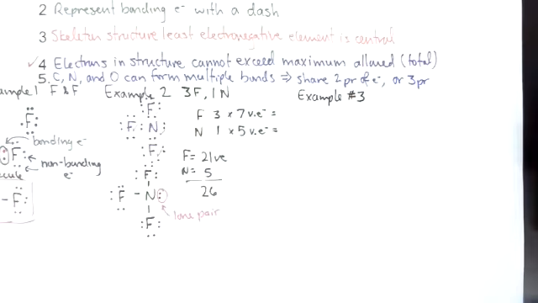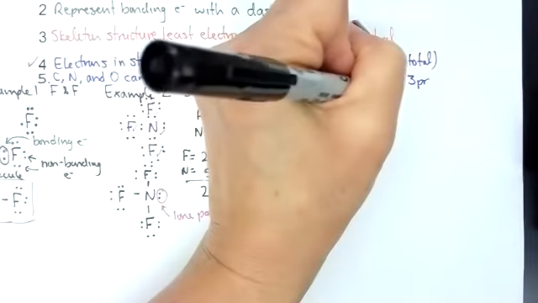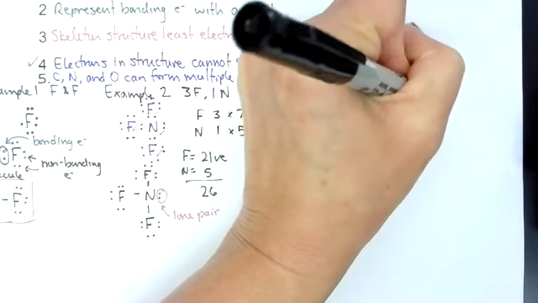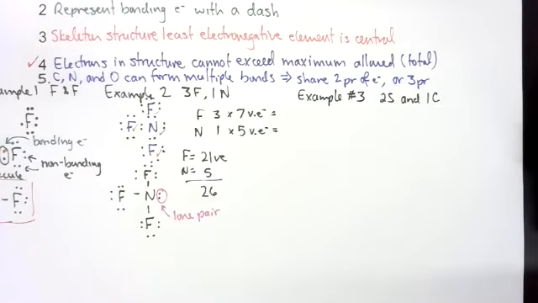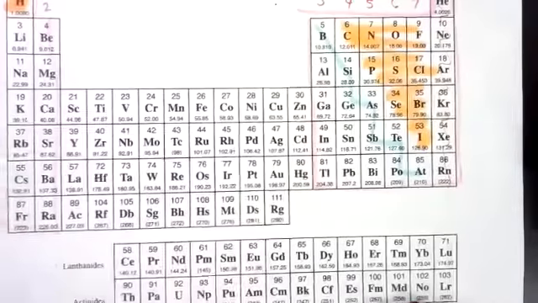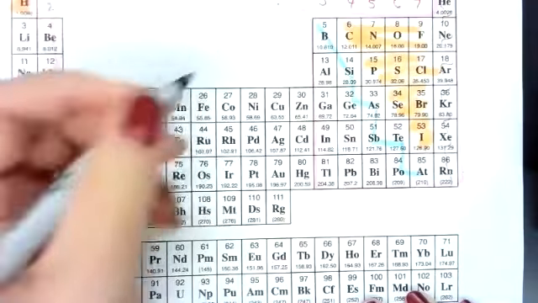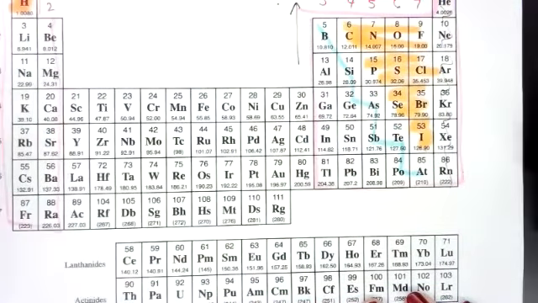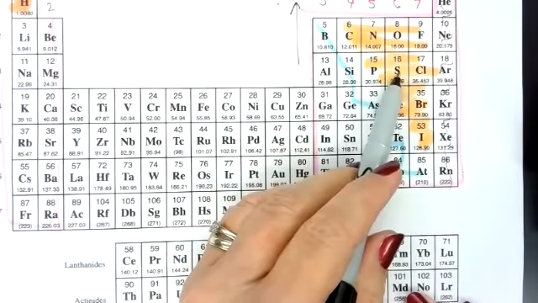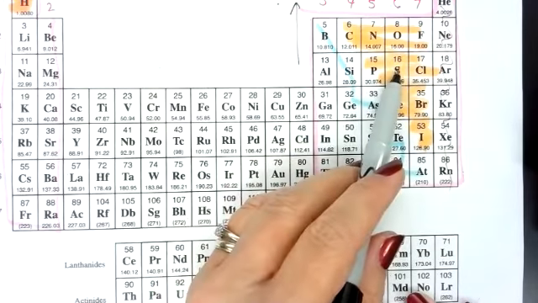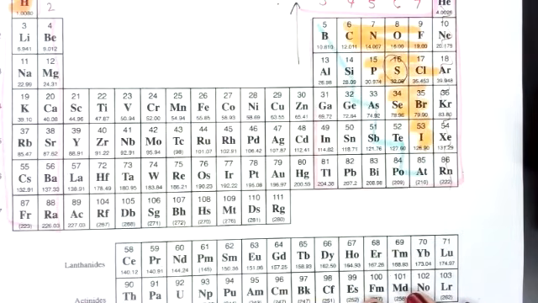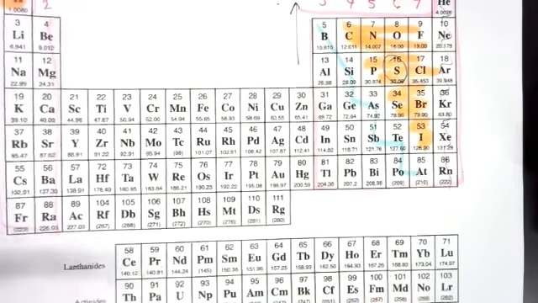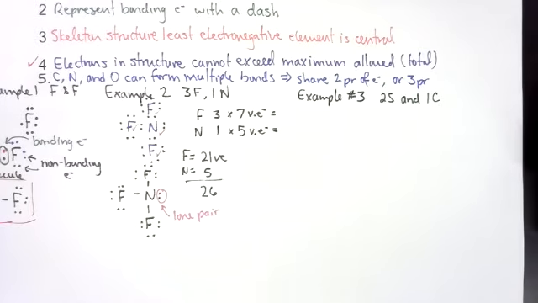Example number 3. What if we wanted to look at a covalent bond between two sulfur atoms and one carbon? What's that going to look like? Well, if you remember, rule number 3 is we have to do a skeleton structure, and the least electronegative element is central. Remember, electronegativity increases as I go up the table and over. If I look at carbon and sulfur, yes, carbon is above, but sulfur is 2 over in this direction. So sulfur actually has a higher electronegativity than carbon. Another good rule of thumb is that if you have carbon, carbon tends to be central.